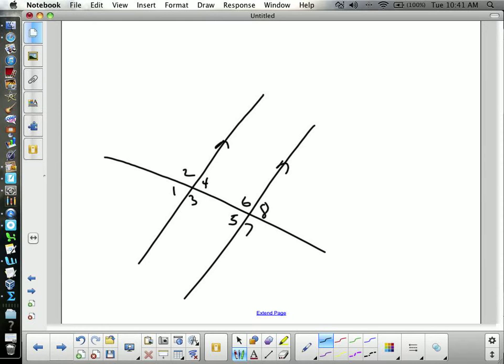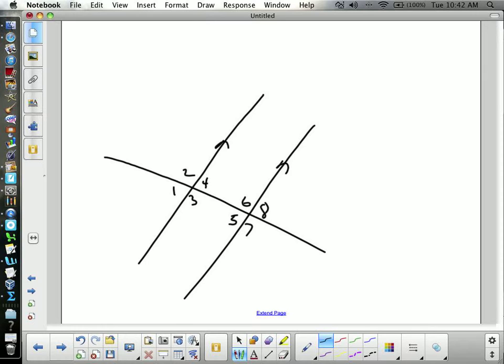5 and 3. What do we call 5 and 3? Consecutive interior. And again, use the words. It gives you a word bank right here in the problems, doesn't it? So you should be able to get those names accurately and even spelled correctly because you're given the names, essentially. 4 and what are alternate interior? 4 and 5.